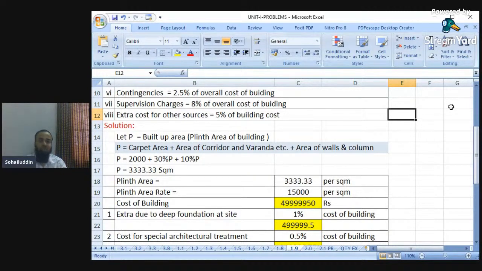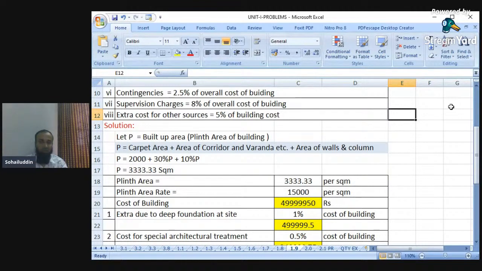So P is equal to carpet area plus area of corridor and veranda, which has been taken as 30% of plinth area, and walls, which has been taken as 10%. So simple addition, simple percentage: 30 divided by 100, and 10 divided by 100. The total plinth area required, covering the area for corridor and the area for walls and columns, comes up to 3,333.33 square meters.